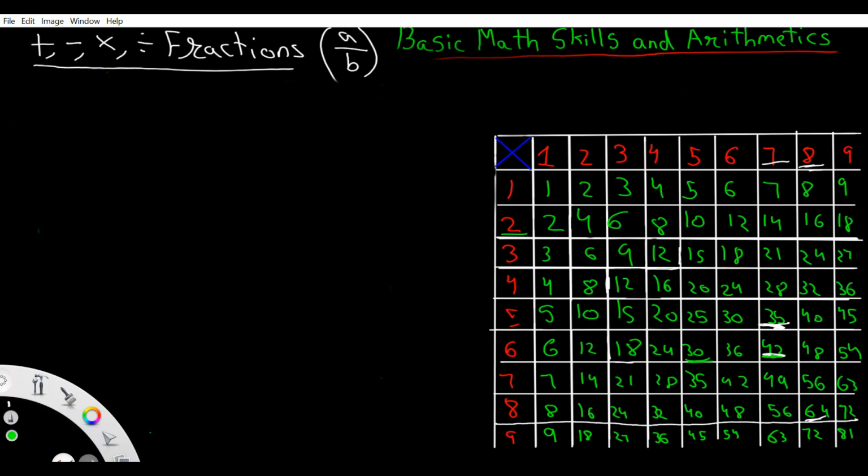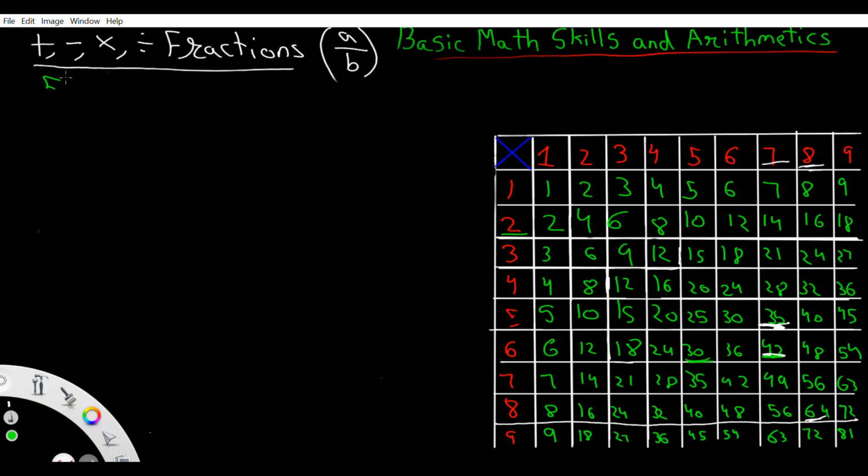Subtraction is the exact same thing as what we did in addition. If it's the same denominator, you just subtract the numerators, and if it's a different denominator, first you make it the same and then you subtract the numerators. Exactly how we did in addition. So let us look at multiplication now.